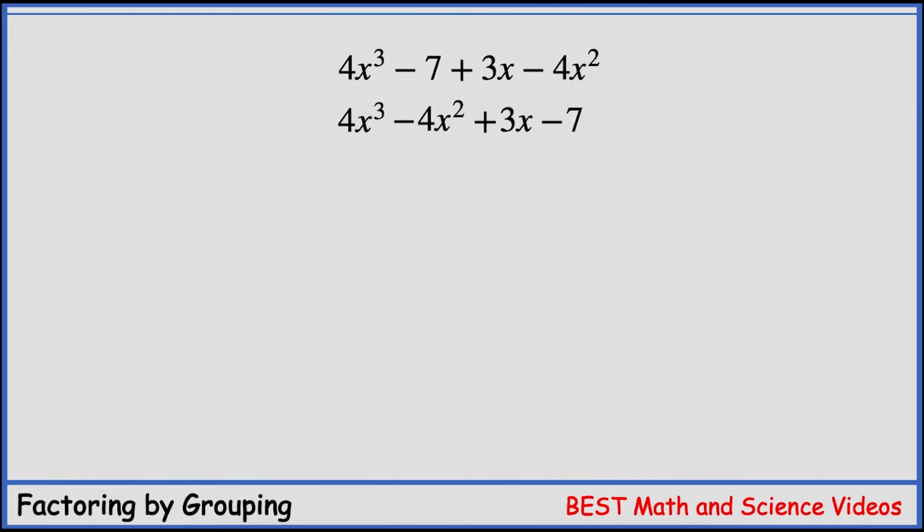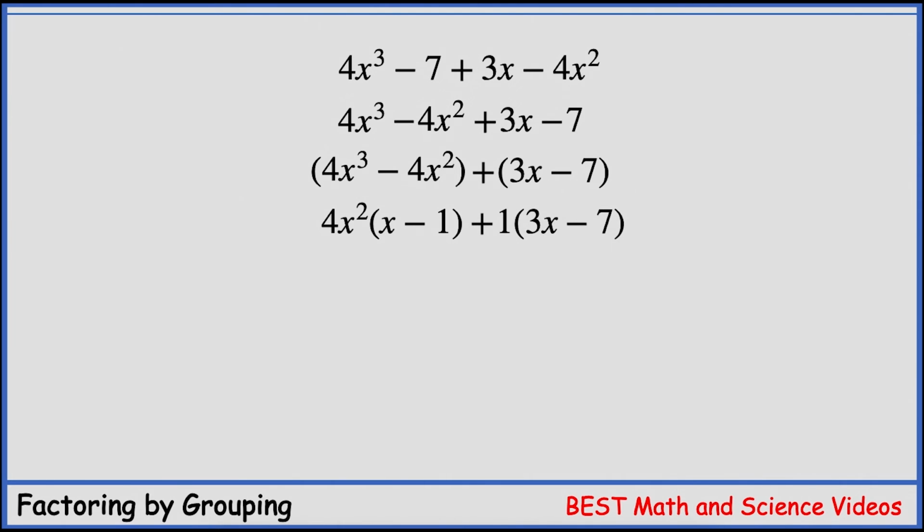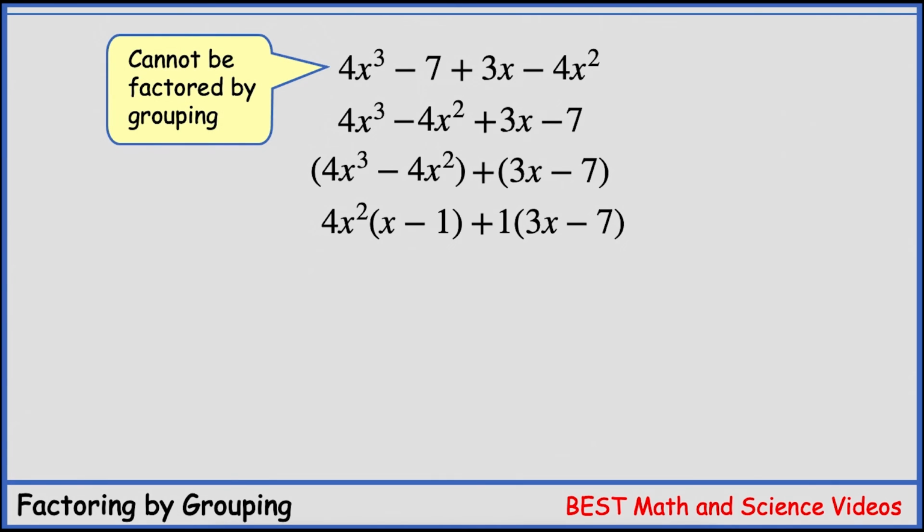So we can now follow the steps for factoring. First group the first two terms and group the second two terms. Next, factor out the greatest common factor from each group. So factor 4x squared from the first group, and the second group has no common factor, so just write 1 before it. Now, look at the remaining terms in parentheses. They aren't the same. This means you cannot use grouping to factor this expression.